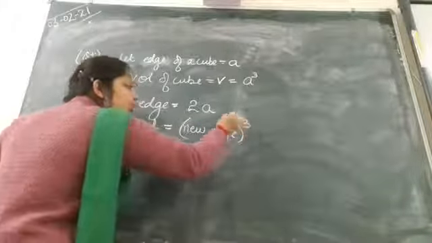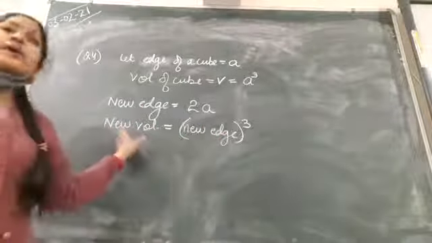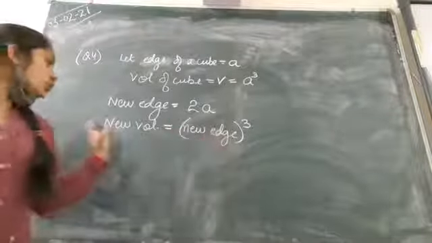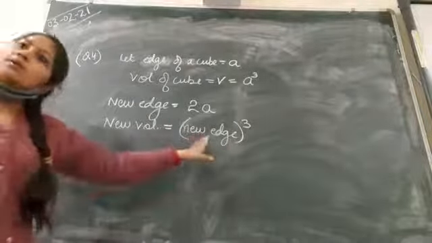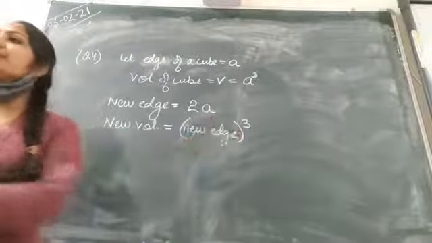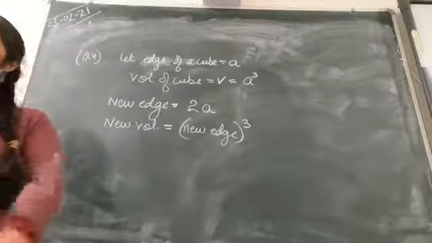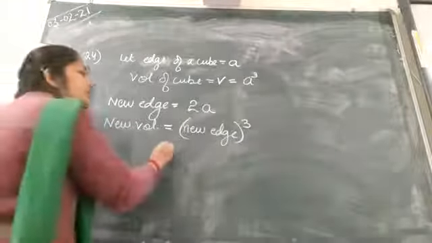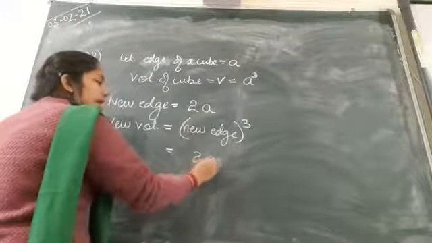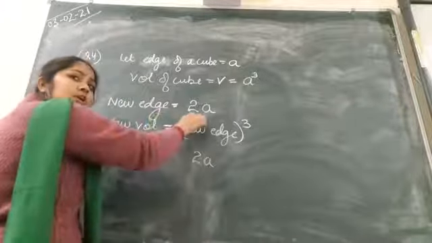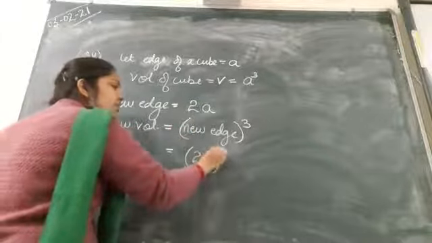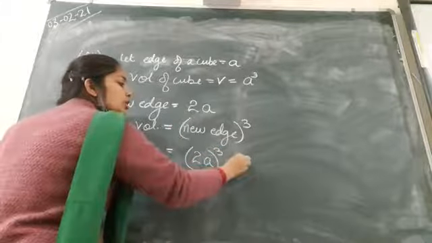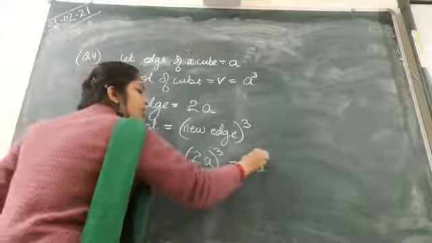new edge cube. Right? What is the formula of volume? Edge cube. So new volume will be cube of new edge. Right? Clear? Yes, ma'am. And in place of this new edge, I will write 2A because our new edge is 2A. So it is 2A cube and that is equal to 8A cube, right?